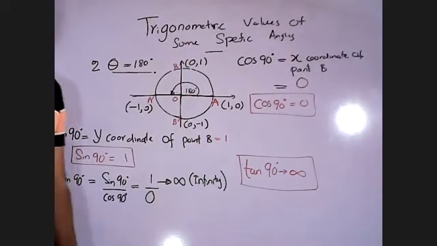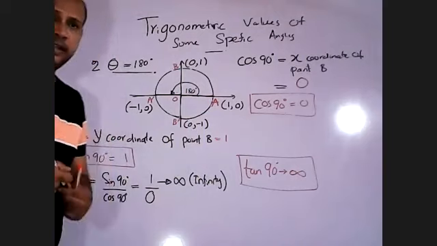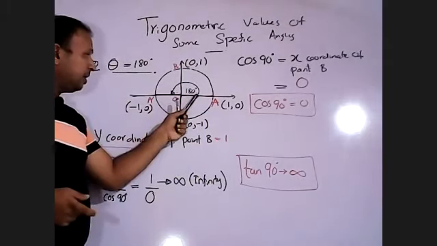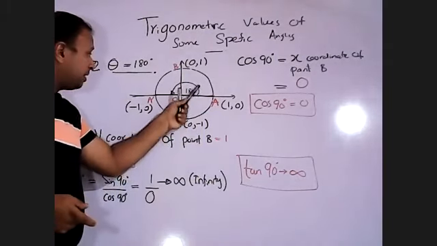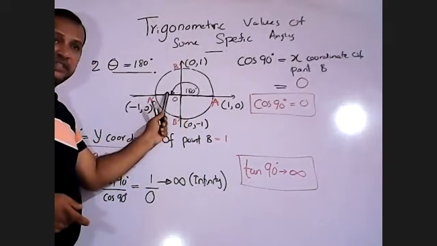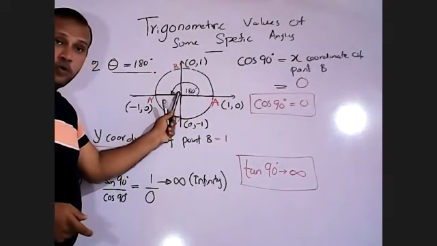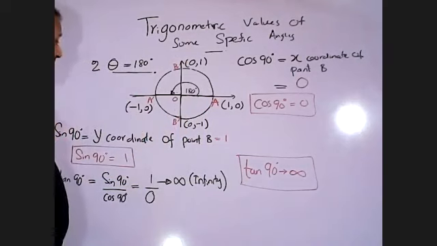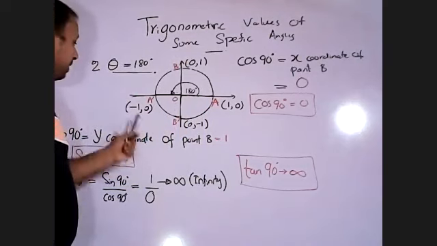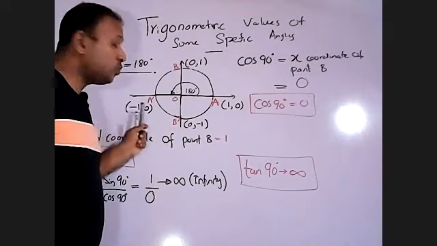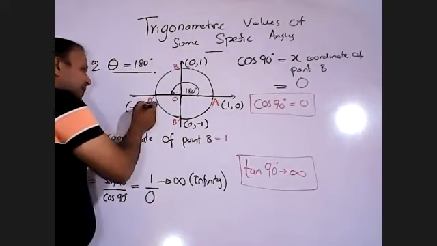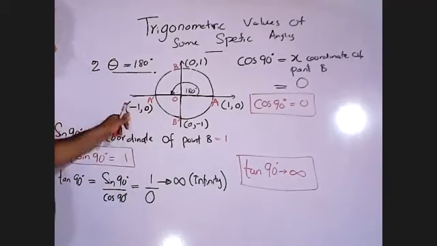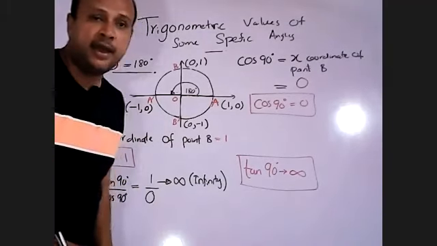Okay. Now 180. Look at this. 180 means I have to rotate this rod up to this level. This level means now the point is A dash. So what is the coordinate of A dash? -1, 0. -1 means x value, 0 means y value.